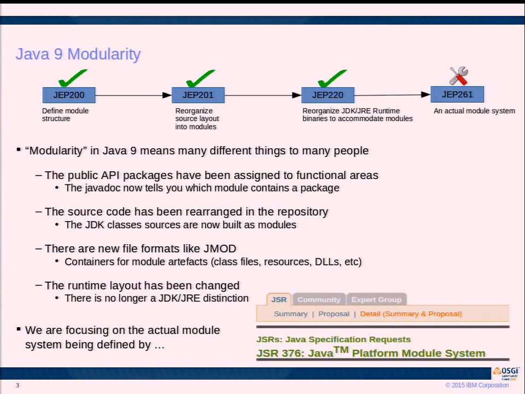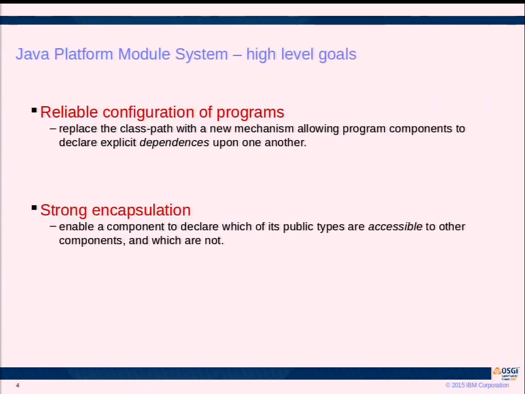So the two main goals of the JSR can be specified very simply. One is that we're aiming to provide a reliable configuration of programs, recognizing the fact that the class path as a linear search through a bunch of jar files is very fragile. Everybody's heard of class path hell as a means of trying to organize your application into a coherent set of jar files. And the other main requirement is strong encapsulation.